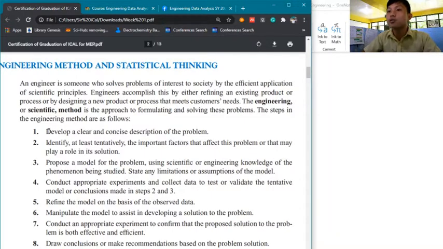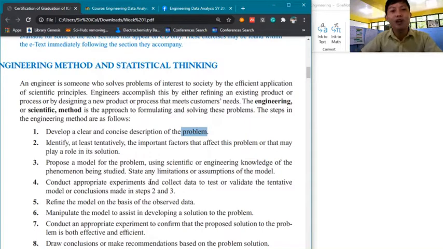One is to develop a clear and concise description of the problem. Number 1 talaga na importante dyan is, ano ba yung problema? Kasi pag hindi mo alam yung problema, hindi mo alam yung mga aalamin mo, hindi mo alam yung mga data na kukunin mo. At kapag hindi mo alam yung problema, hindi mo alam kung ano yung tamang solusyon.